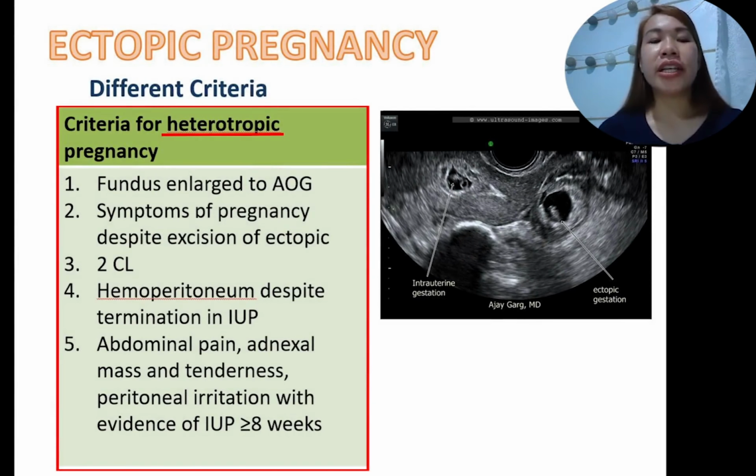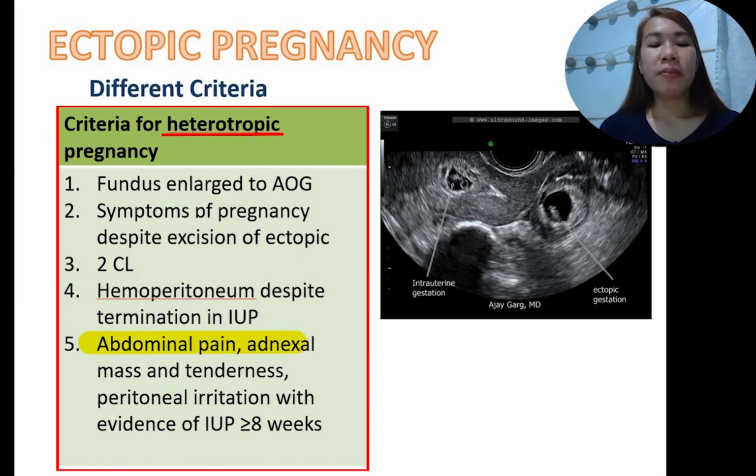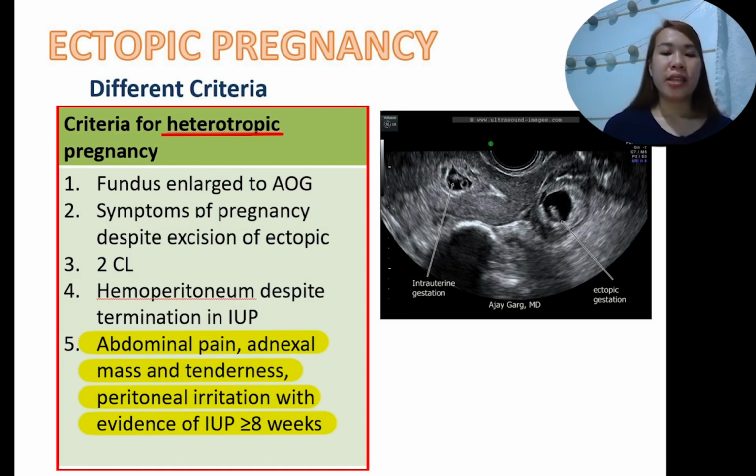So what are the criteria? So fundus is enlarged to age of gestation, of course, because of the pregnancy inside the uterus. Symptoms of pregnancy despite excision of ectopic pregnancy. So for example, the only one that was detected was the ectopic gestation, and after removal, we still see signs of pregnancy. Now we have hemoperitoneum despite termination, and abdominal pain, adnexal mass and tenderness, peritoneal irritation with evidence of intrauterine pregnancy greater than or equal to 8 weeks.